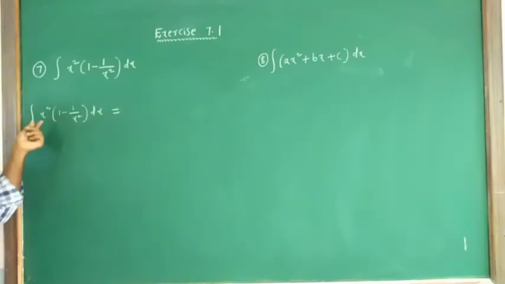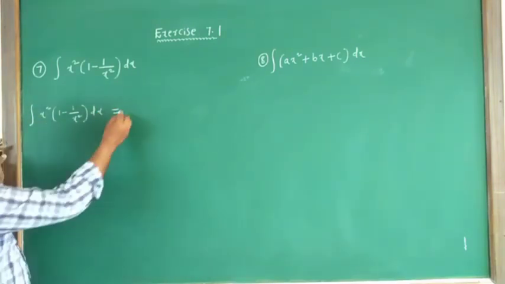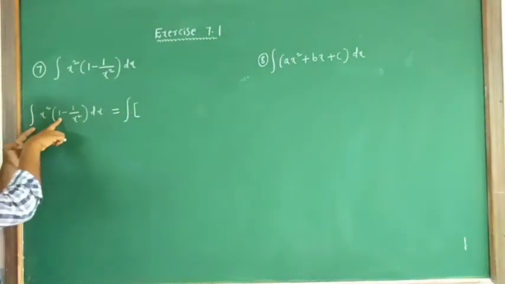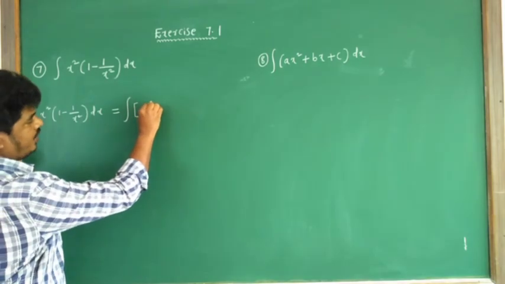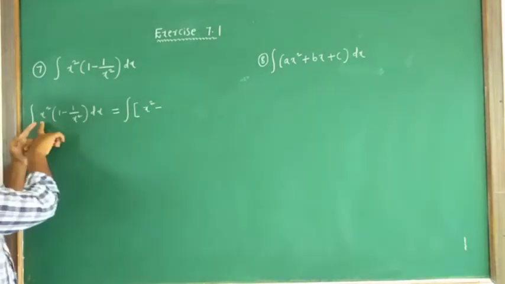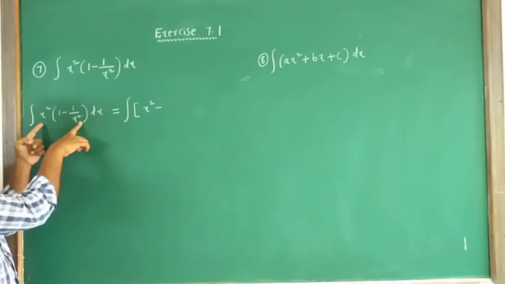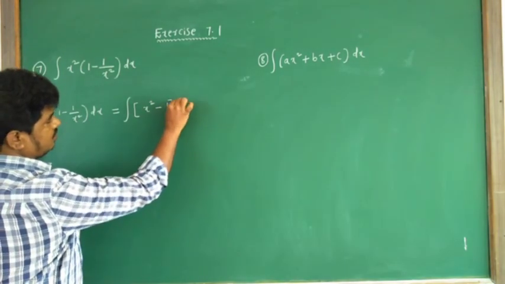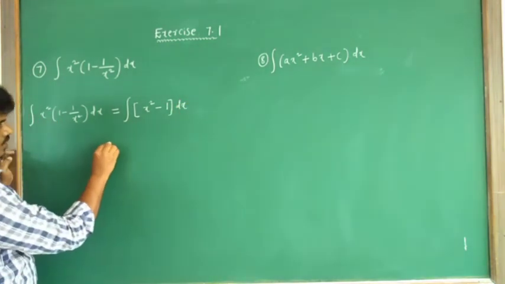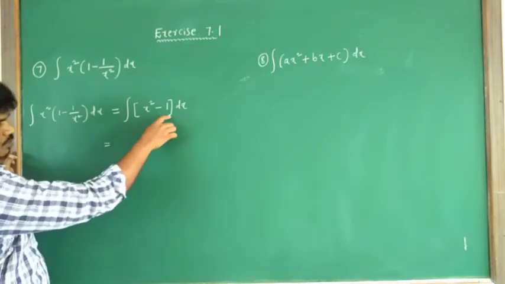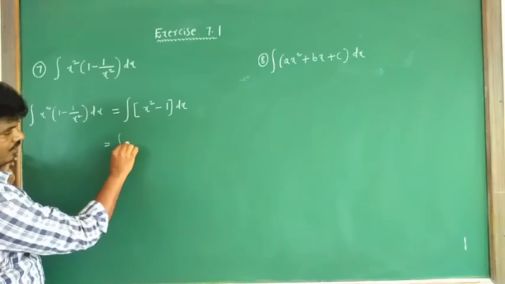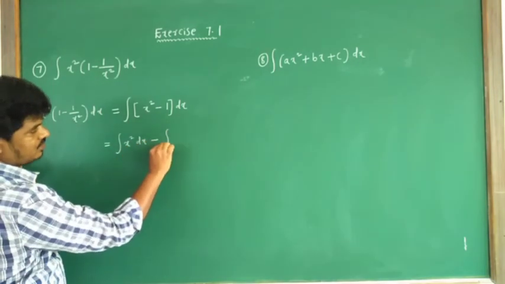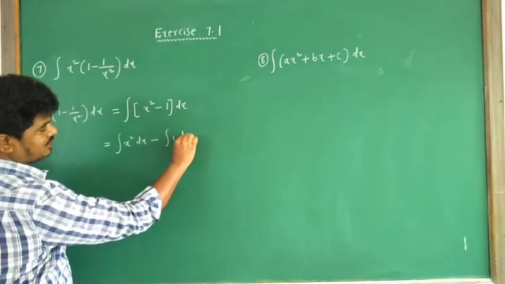First, multiply x square. What will we get? Integral of x square into 1 minus x square into 1 by x square gets cancelled, that is a 1, dx. Here you can take the integral separately, so integral of x square dx minus integral of 1 dx.